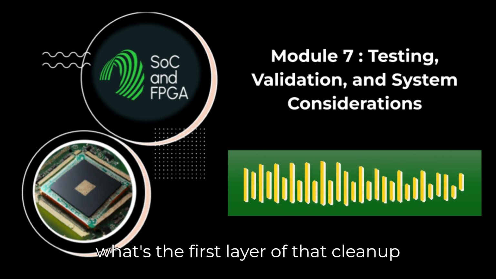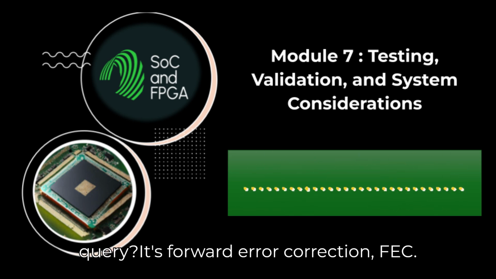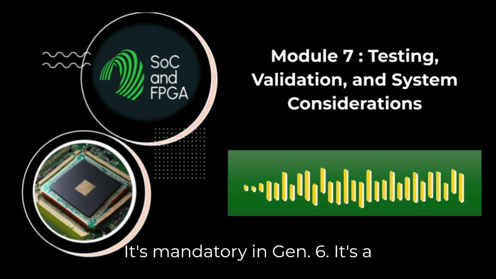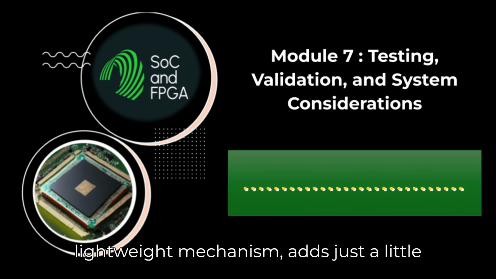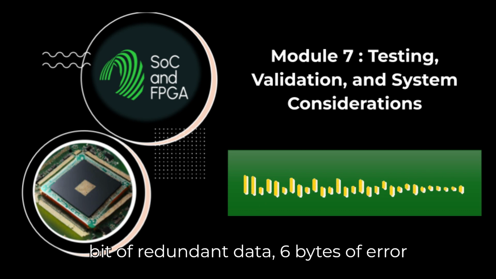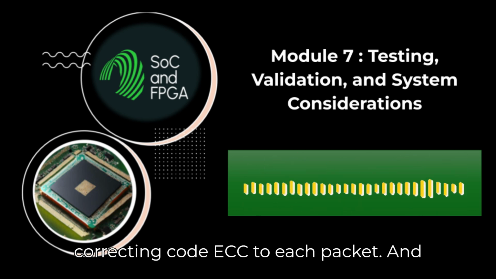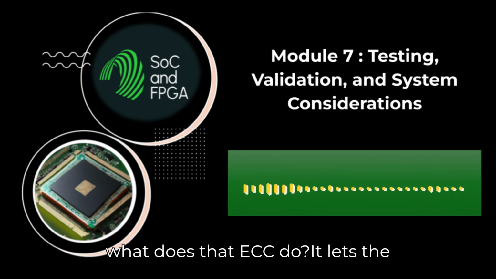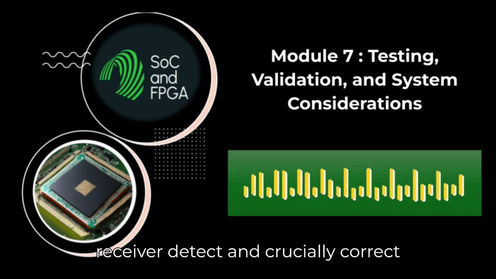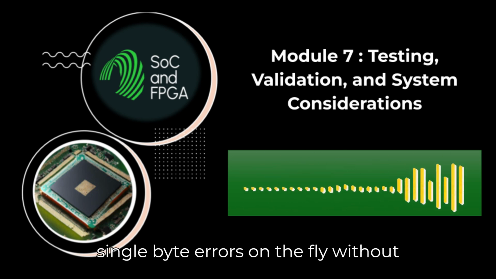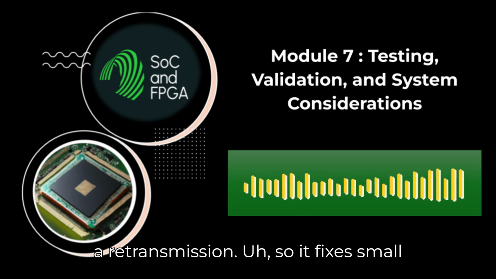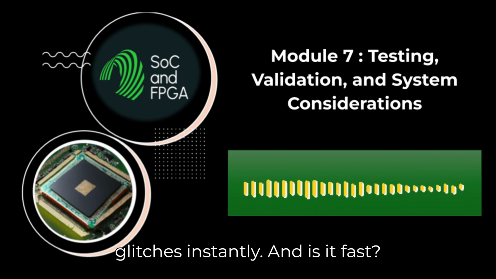Okay. So what's the first layer of that cleanup crew? That's forward error correction, FEC. It's mandatory in Gen 6. It's a lightweight mechanism, adds just a little bit of redundant data, 6 bytes of error-correcting code, ECC, to each packet. And what does that ECC do? It lets the receiver detect and crucially correct single-byte errors on the fly, without needing to ask for the data again, without a retransmission. So it fixes small glitches instantly.